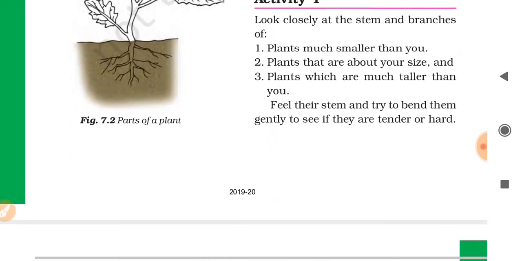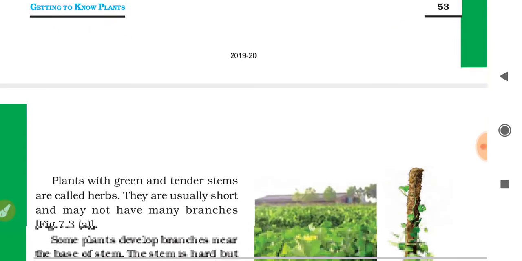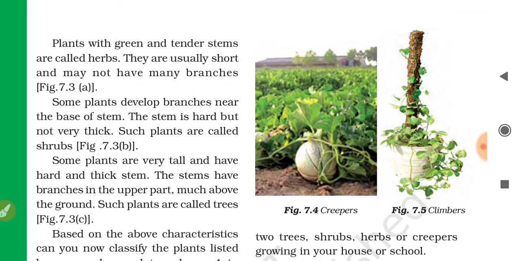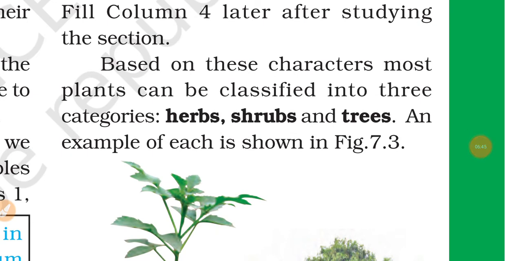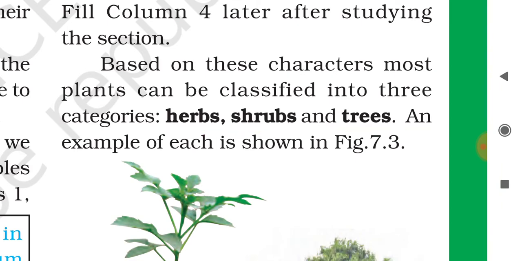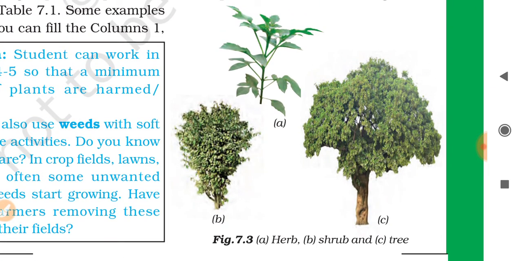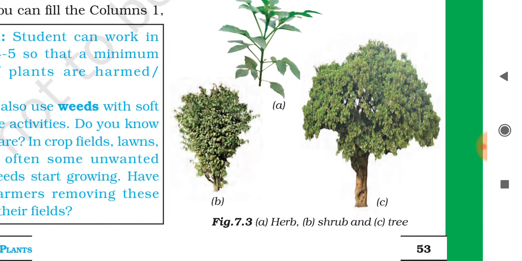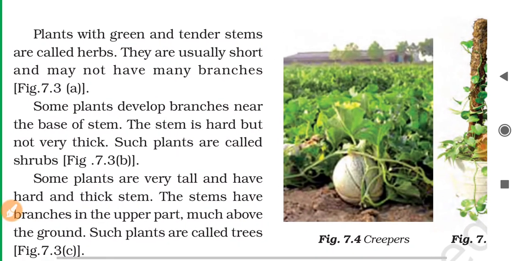But next, what do we have to do? Plants with green and tender stems are called herbs. Okay, first now we read about the classification of plants. Okay, based on these characteristics, plants can be differentiated into 3 categories: herbs, shrubs, and trees. Okay, an example of each one is in figure 7.3. So you can see in the figure, first is a herb, second is a shrub, and third is a tree. So what are these herb, shrub, and tree? You can understand now.